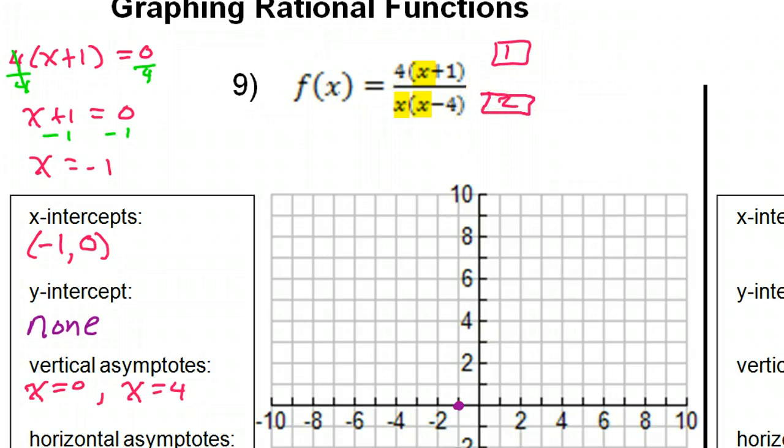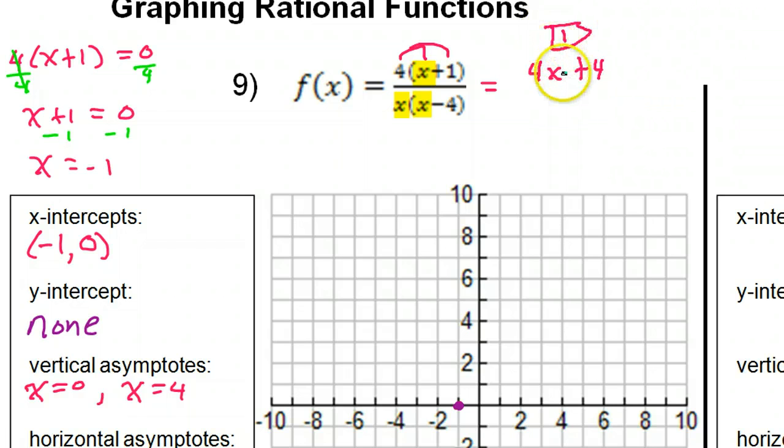Okay? Another way to think about it is do the distributive property. If I do, I'm going to get 4x plus 4. Alright, so clearly that's degree 1. It's a linear. If I do the distributive property down here, I'm going to get x squared minus 4x. And you see there that the degree is 2. Either way you want to look at it.